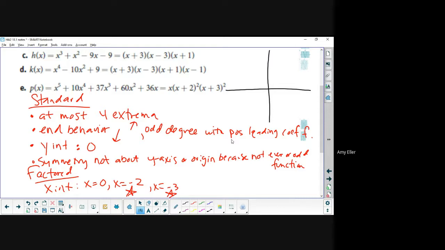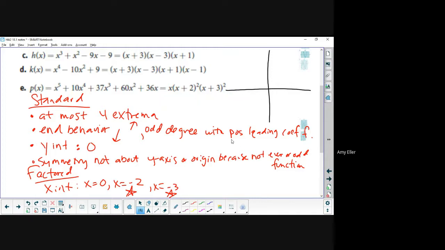Factored form tells me my x-intercepts: 0, -2, and -3. And I put a star by them because this is really what we call a repeated root. It's times itself. It's happening twice. And that affects the graph. We haven't graphed these before. They're actually easy. I just need to tell you what it means.